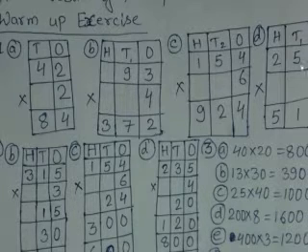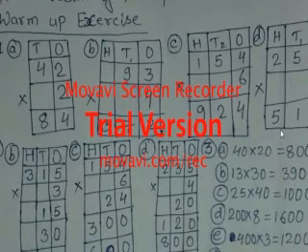And here 8 2 is 16, carry 1, I had written 1 over here. Then 2 5 is 10 and 1 is 11. So again carry 1 will be here, I had forgotten to write. 2 2 is 4 and 1 is 5. So in this way one number has been done.